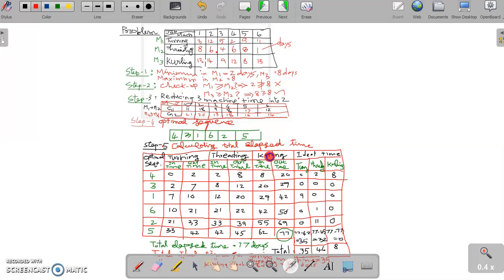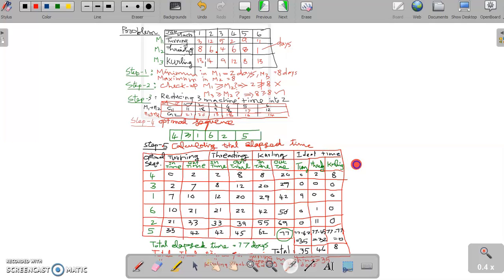And similarly for curling time, 8 days he has to stop, then 20 days, then add this, and then add the time, third time, 9 days, add with 9. If you do like this, you will get 77 as the final time, and this is called the total elapsed time.